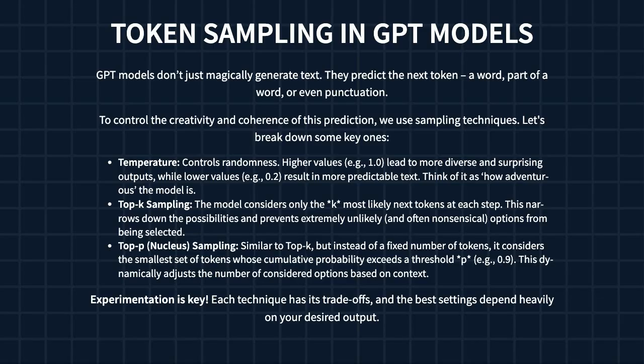Higher numbers mean more surprising results, while lower ones keep things pretty predictable. Top K focuses on just the most likely options. It cuts down on weirdness. And then there's Top P, which dynamically picks a group of tokens that add up to a certain probability threshold. Basically, you can tweak these settings to get exactly the kind of text you're looking for. It's all about finding the right balance.